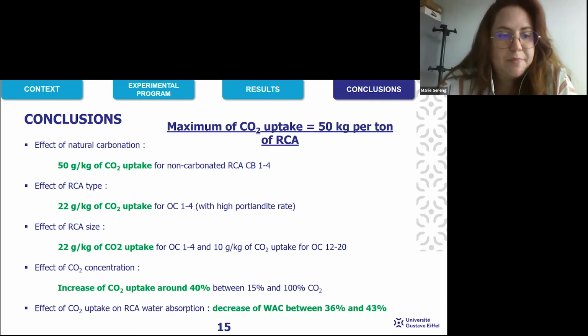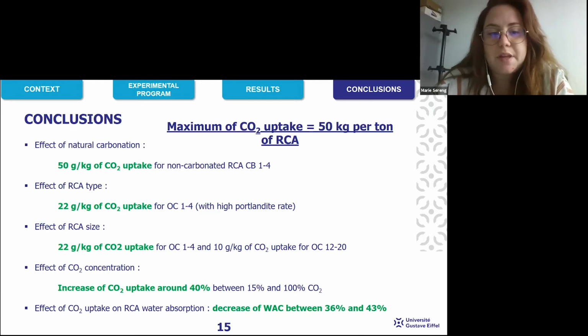The effect of RCA size demonstrates that the fraction 1,4 millimeter has more CO2 uptake than OC, the fraction 20 millimeter. The effect of CO2 concentration demonstrates an increase of CO2 uptake around 40% between 15% and 100% of CO2 concentration. And the effect of CO2 uptake on RCA water absorption coefficient demonstrates a decrease of WAC around 40% because of the filling posed by the formed calcium carbonates.